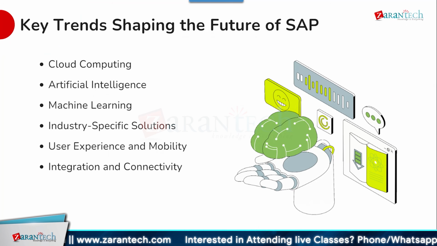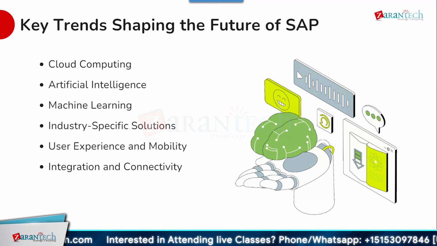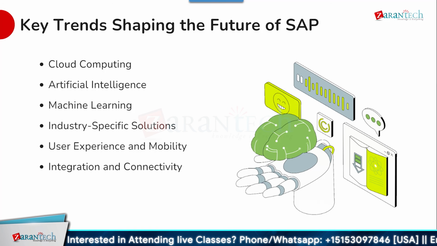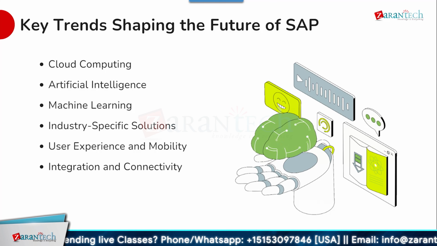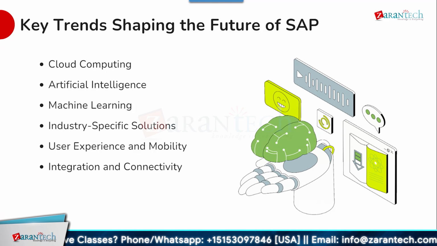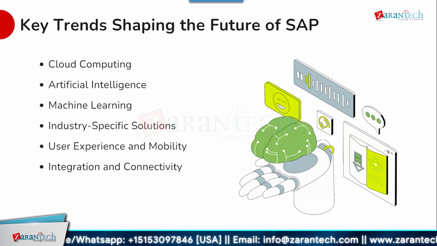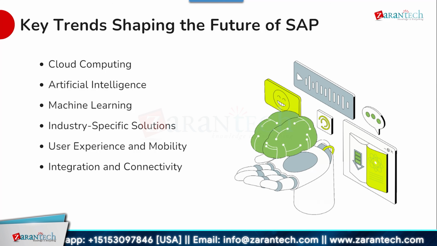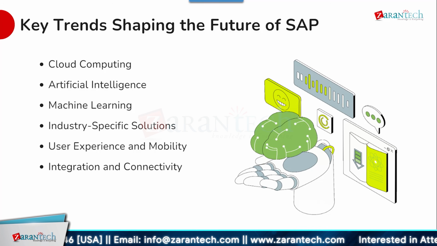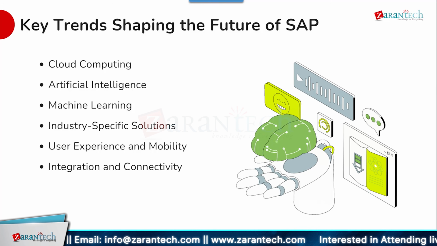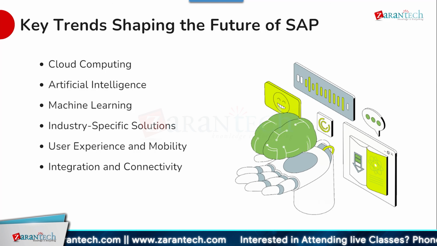So as we look to the future of SAP ERP, there are several key trends that are shaping its evolution. Number one, cloud computing. Here SAP is increasingly focusing on cloud-based solutions, offering more flexibility and scalability. Number two, artificial intelligence. AI is being integrated into SAP systems to provide more intelligent automation and better decision-making support. Number three, machine learning. Machine learning algorithms are enhancing SAP's predictive capabilities and improving process automation.